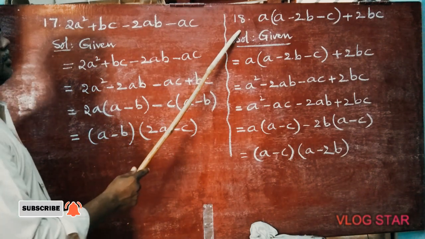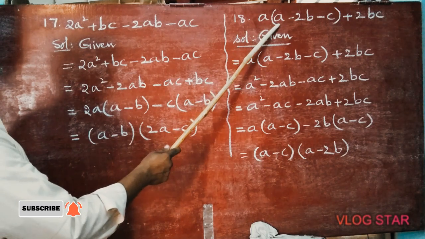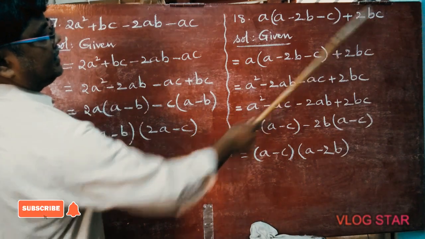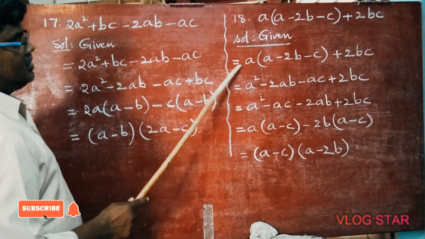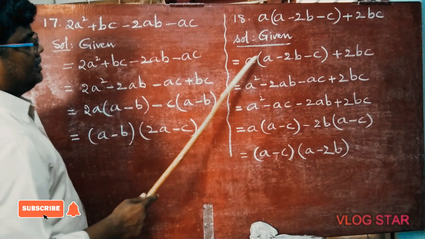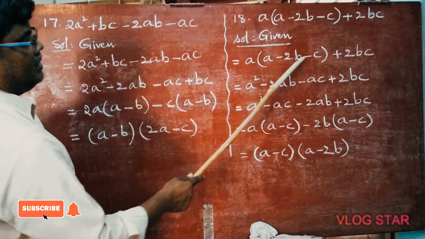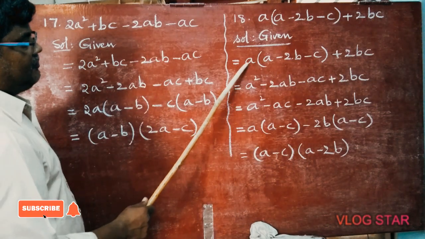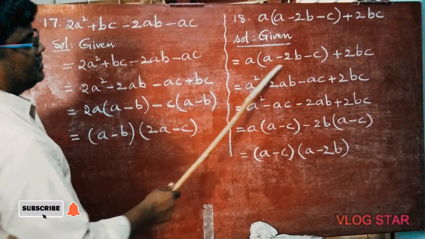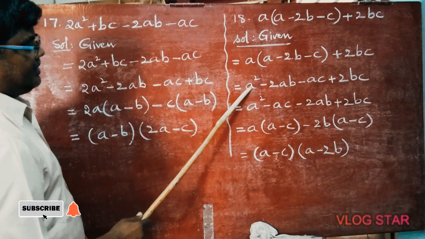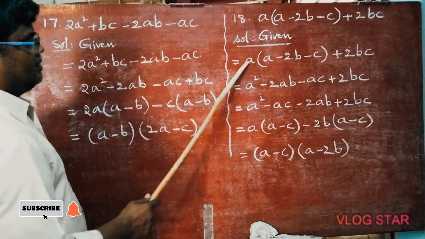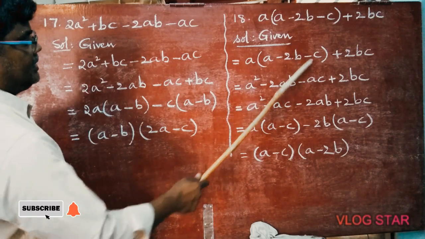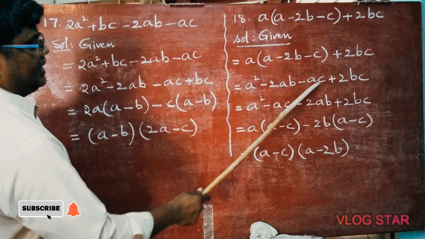Next, coming to 18th problem. A into a minus 2b minus c plus 2bc. Solution given. What is given? The question write first. A into a minus 2b minus c plus 2bc. Multiply first a with all the three terms. A into a square, plus into minus, minus. 1 2 is 2. A into b, ab. Plus into minus, minus. A into c, ac.